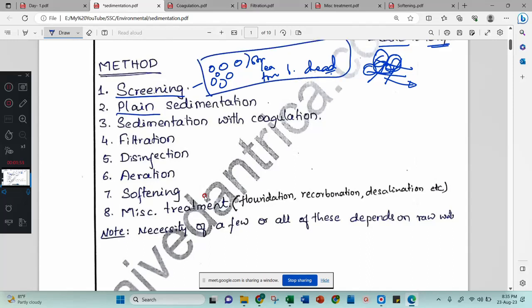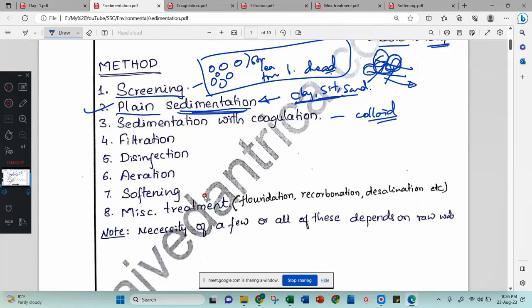Those particles can be removed in the sedimentation tank. These particles means we are targeting such particles like clay or silt, or sand particles. These small particles are targeted in the sedimentation tank. Here in the sedimentation tank, we will go through that clearly. But there are some particles which will not be settled in the sedimentation tank. Say for example, colloidal particles. Colloidal particles will not settle in the sedimentation tank.